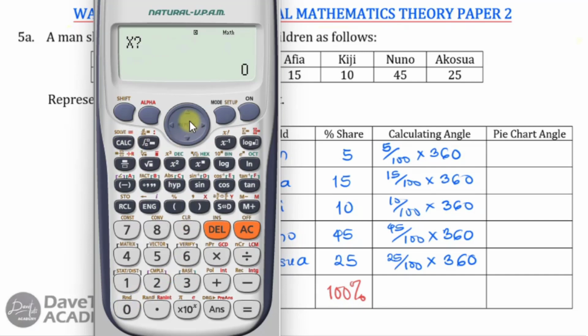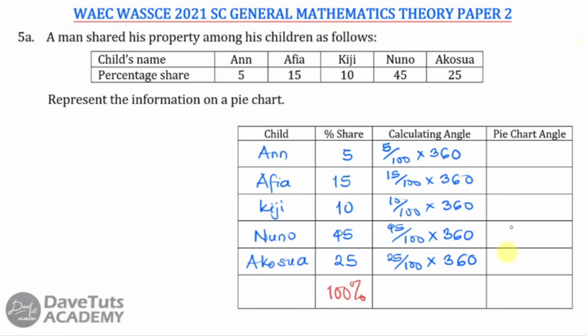So I'll just calculate what's the value of x in the first case, 5. So that is 18. I want to calculate again the value of x, 15, that's 54. The value of x again, when x is 10, that is 36. The value of x when x is 45, that is 162. And the value of x again when x is 25, that is 90. So we can have all those, and we just need to pull them and put them in this particular place.